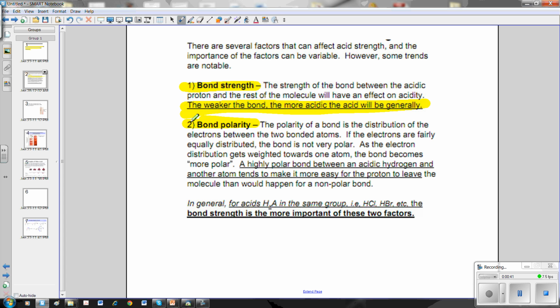The other issue is bond polarity, basically the distribution of the electrons. If the electrons are fairly evenly distributed, the bond won't be polar. A highly polar bond between hydrogen and another atom makes it easier for it to snap off. So the more polar the bond, it's easier to snap off, or the bond strength. The weaker the bond strength, the easier it is to snap off.